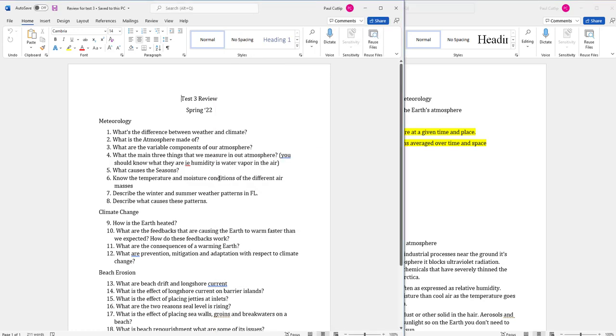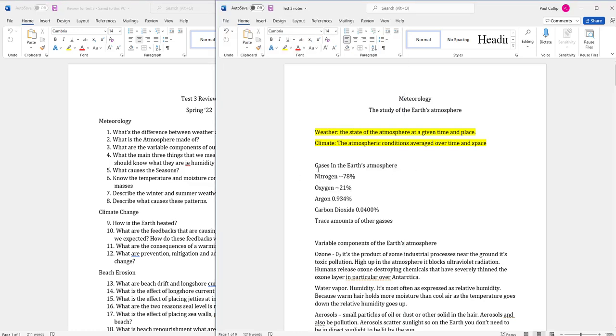Let's see, what's our atmosphere made of? We've got a nice little bit right here. Mostly nitrogen, 78% nitrogen, 21% oxygen, almost 1% argon, some carbon dioxide, and then random other things, krypton, methane, things like that. There's the gases that make up our atmosphere.